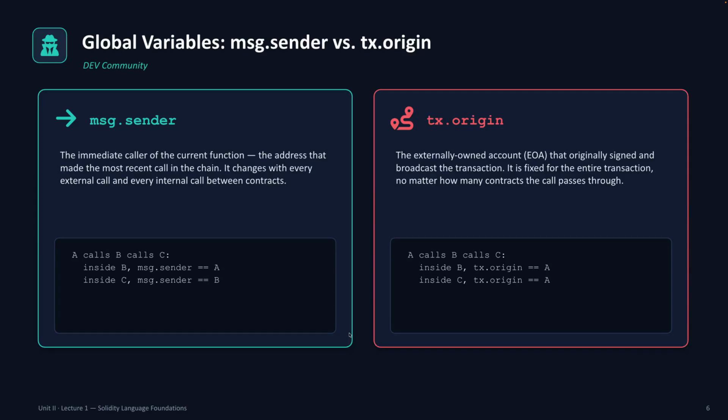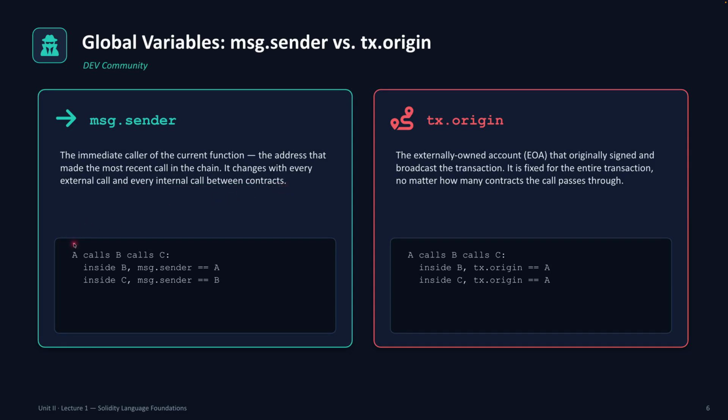Let us now look into the global variables msg.sender and tx.origin. What is msg.sender? The immediate caller of the current function. The address that made the most recent call in the chain. It changes with every external call and every internal call between contracts.